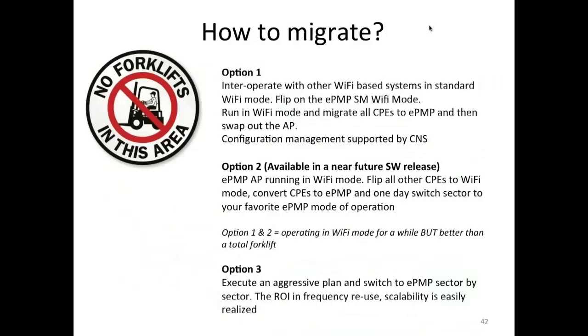Migration, touched on it a little bit about the Wi-Fi mode, but being able to configure the SM or CPE in Wi-Fi mode to talk to a third-party Wi-Fi device, or coming in a very near future release, turning the AP into a Wi-Fi access point, being able to talk to a third-party subscriber. And then last but not least, if you want to benefit from the full advantages of ePMP as a proprietary system, you can forklift and put ePMP in your entire network.